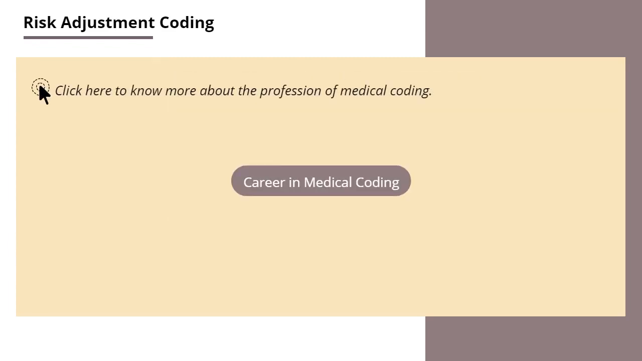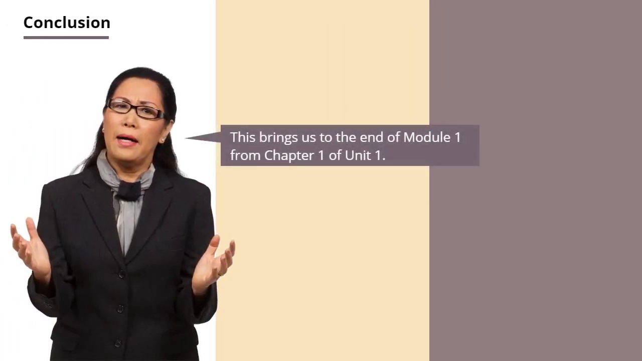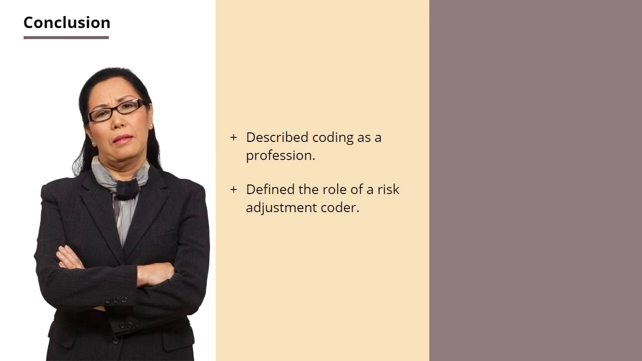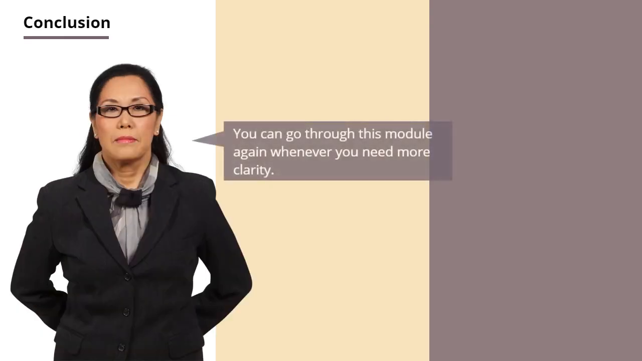Click here to know more about the profession of medical coding. This brings us to the end of Module 1 from Chapter 1 of Unit 1. In this module, we described coding as a profession and defined the role of a risk adjustment coder. You can go through this module again whenever you need more clarity.